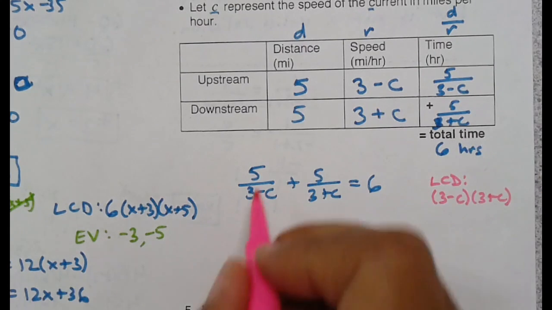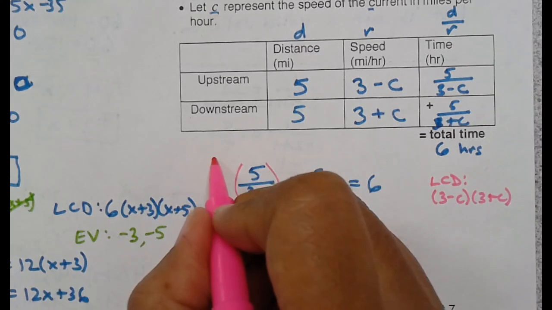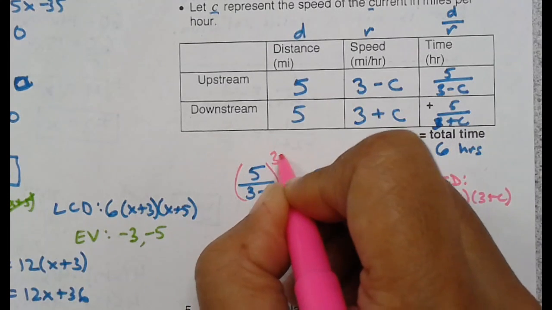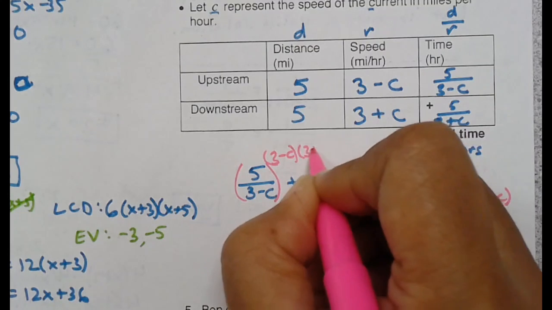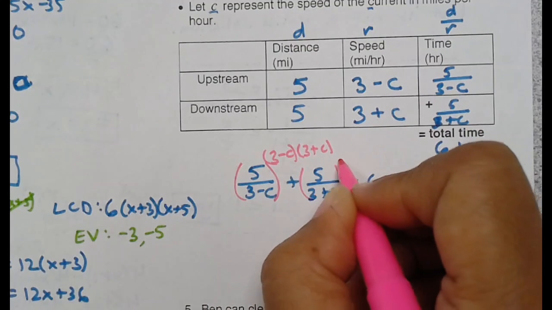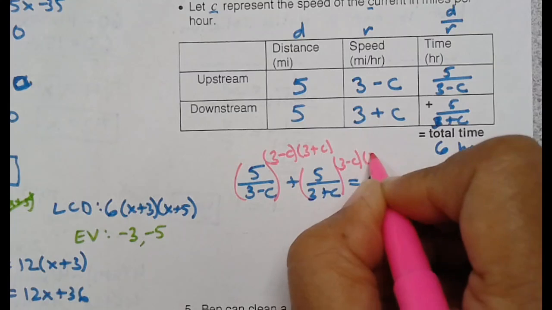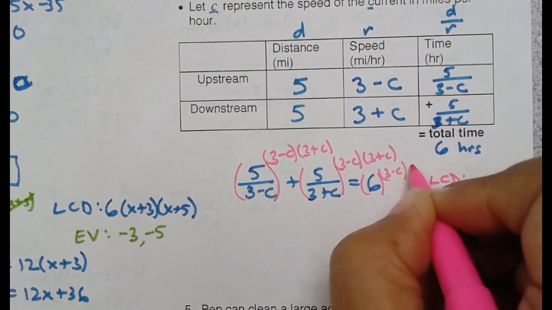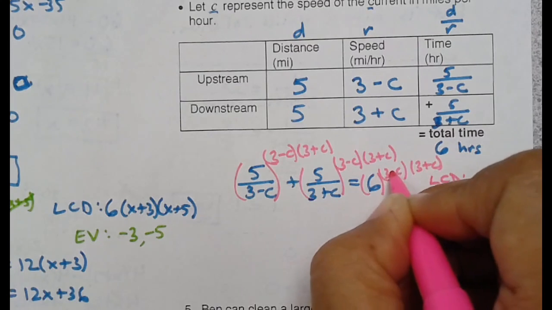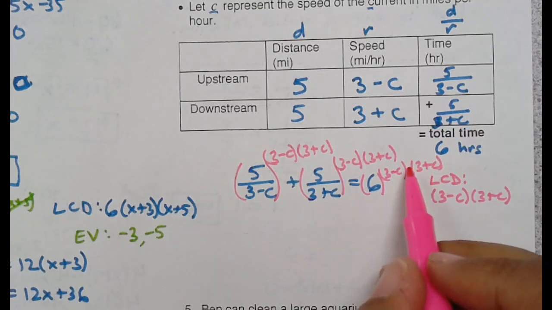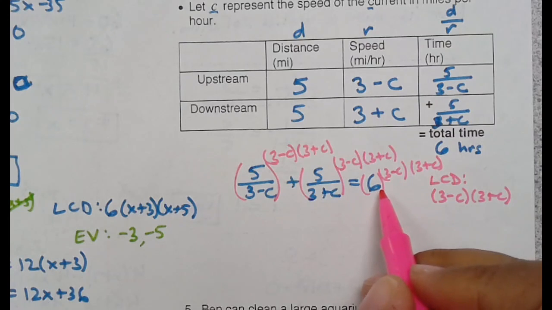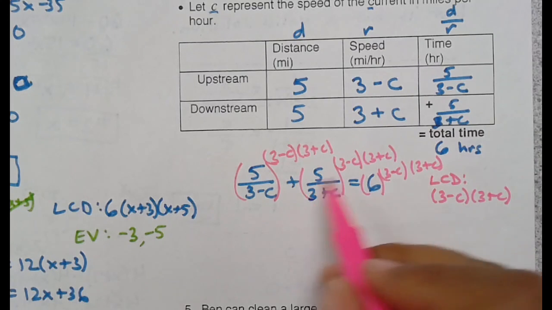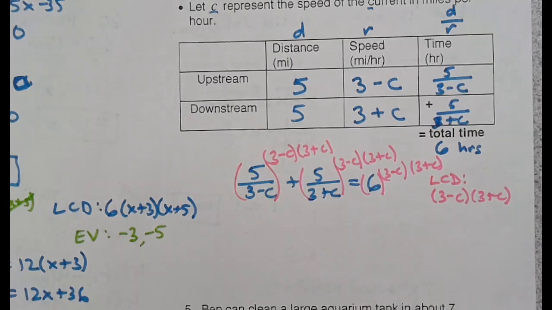All right, let's multiply through by the LCD. So multiply this by the 3 minus c times the 3 plus c. Multiply this by 3 minus c times 3 plus c. And this last one by 3 minus c and 3 plus c. This is the part that a lot of people mess up on. They forget to multiply this 6 by the same thing. Remember, you have to multiply all terms by it.